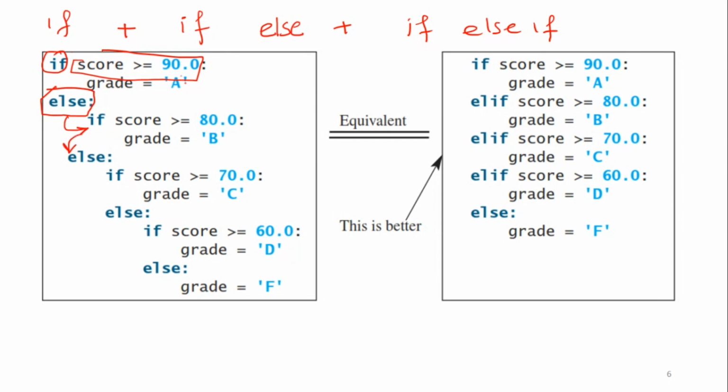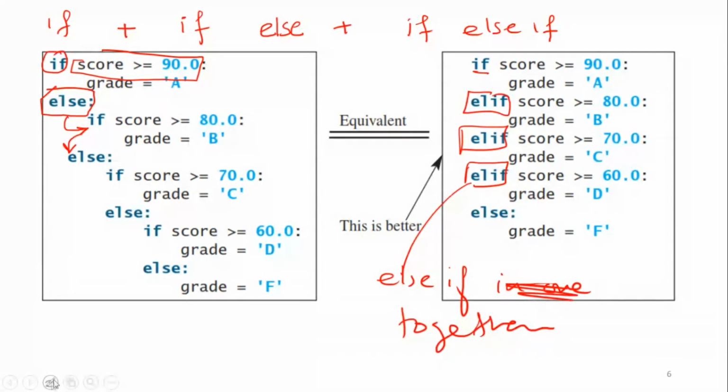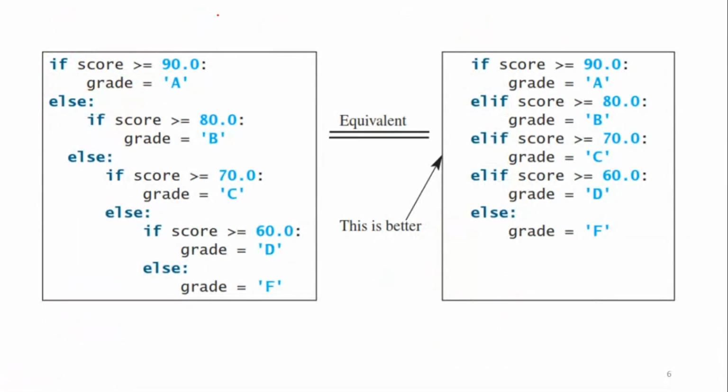Okay, so we can either write it like that, or we can use if, elif, and elif. So elif is nothing but else if together in one. Okay, so let's run this code in our brain and see what happens.